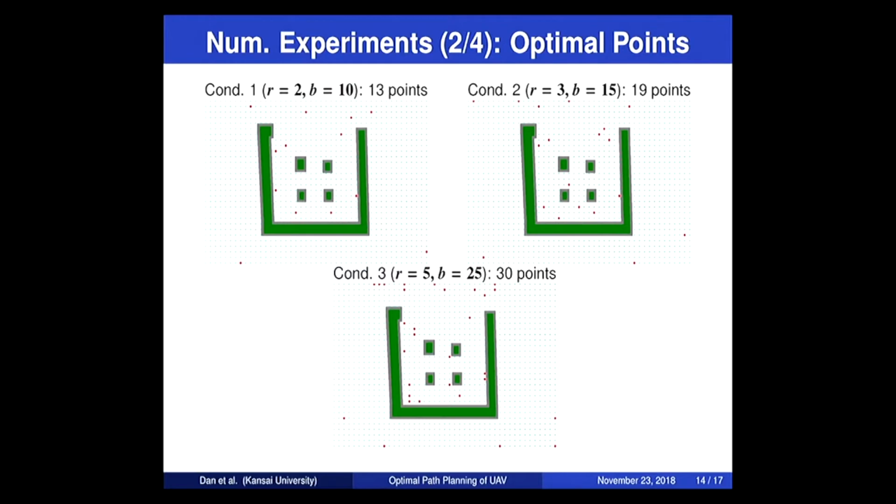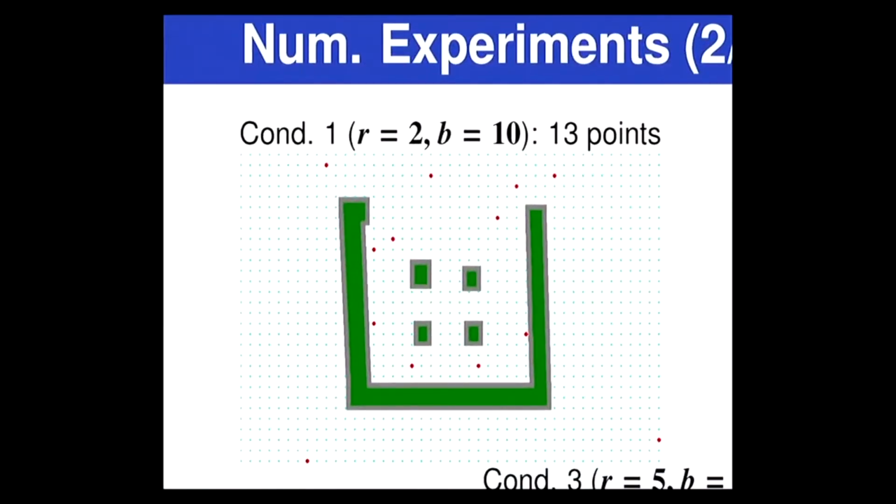This is the obtained optimal points. In this case, we set R to be 2 and B to be 10. It means that each wall must be photographed at least twice, and some of the angular distances must be more than or equal to 10 degrees. So in this case, we obtained these 13 points.